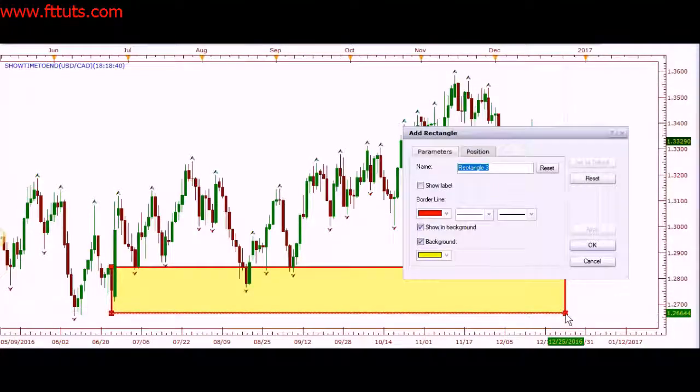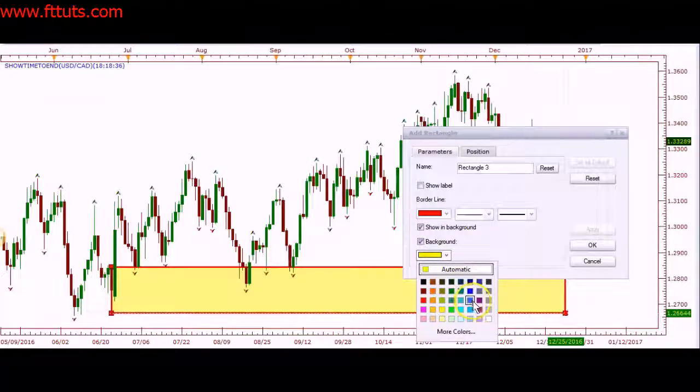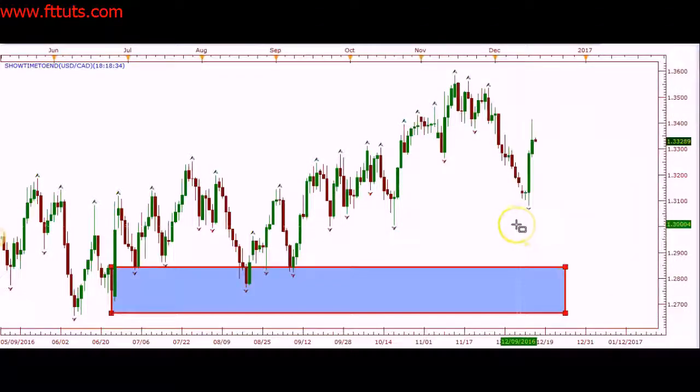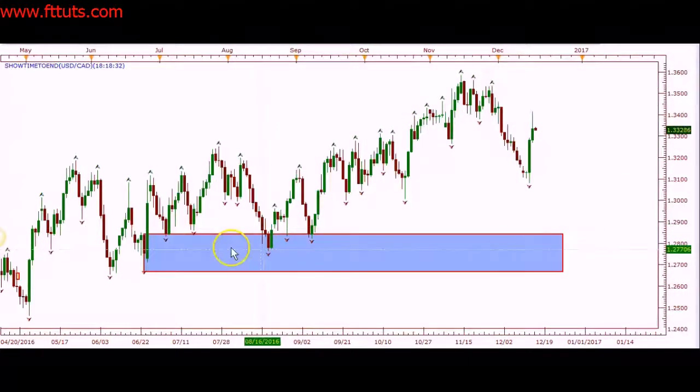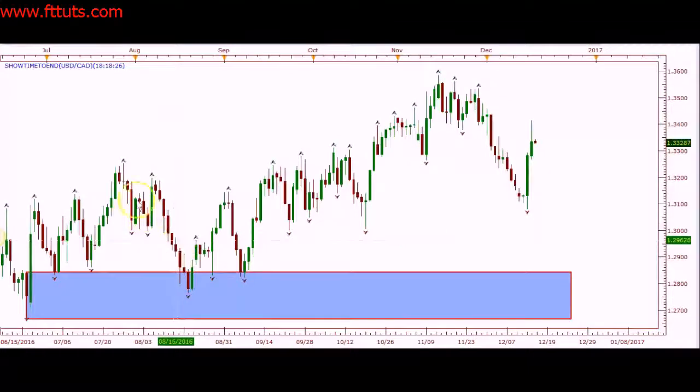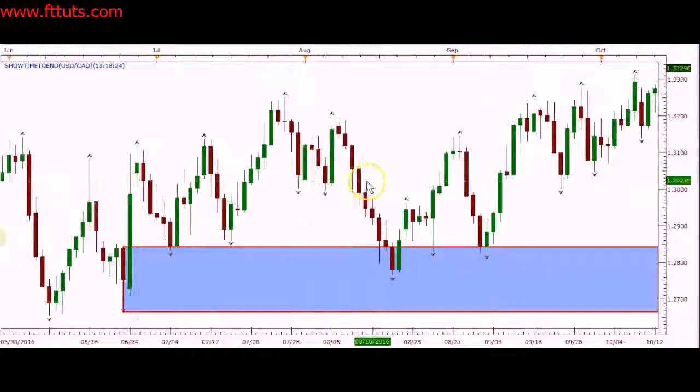So I'm going to make this blue. So you would see that coming off of that level there, price came back, bounced off of that zone once. All right, so you could see why I marked it.